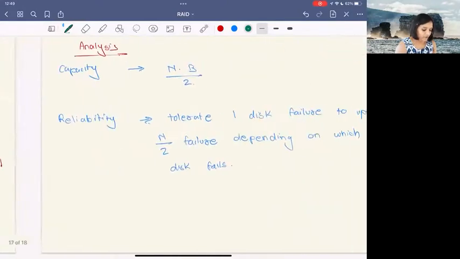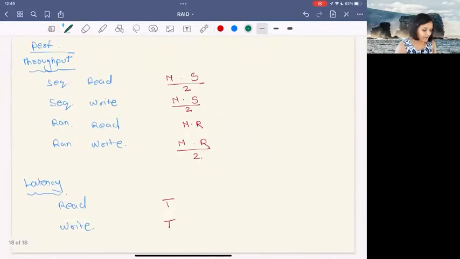So considering this factor, depending on where our reads are scheduled dynamically, we would end up having a cost of N into S over 2, especially for sequential reads. Why do we not have that for random reads?